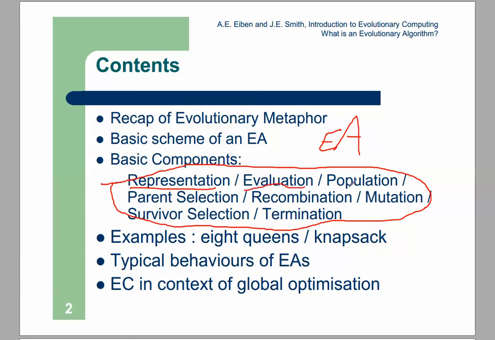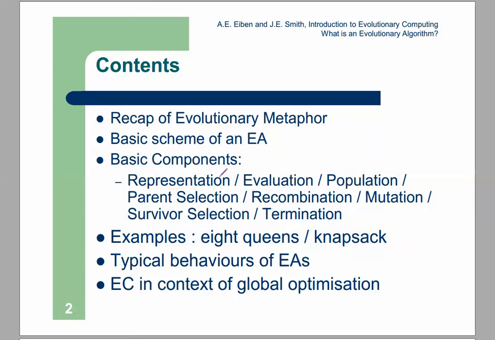representation, evaluation, population, parent selection, recombination, mutation, survivor selection, and termination. These parts are the most important parts of each evolutionary algorithm. And in this lesson, we repeat and repeat these parts in each section.